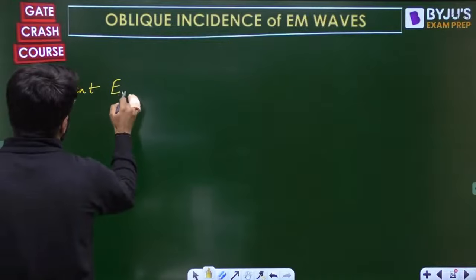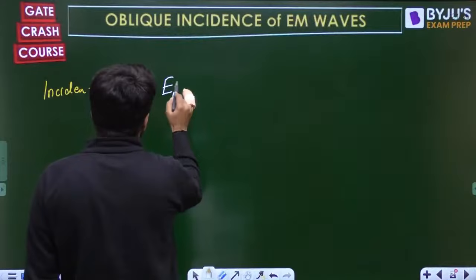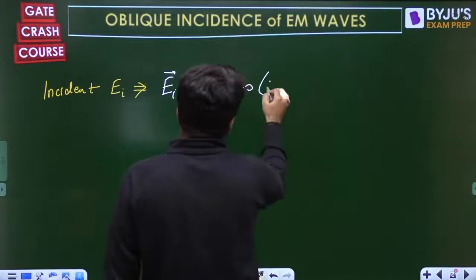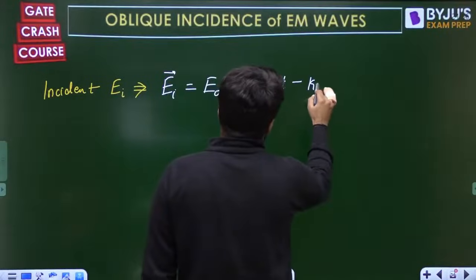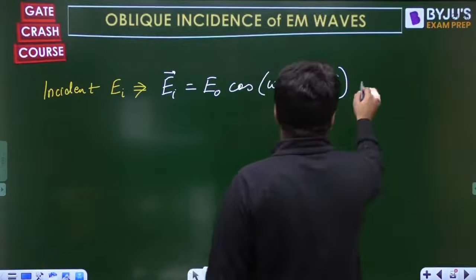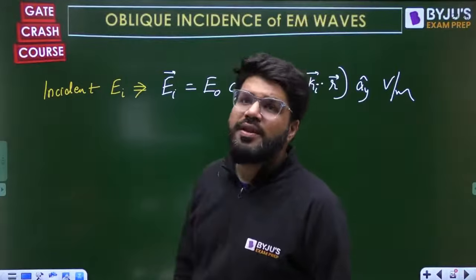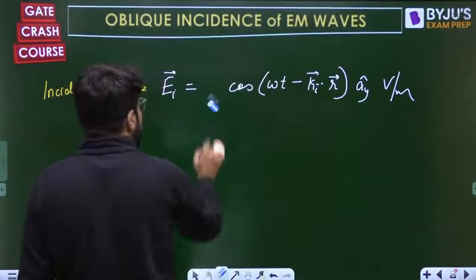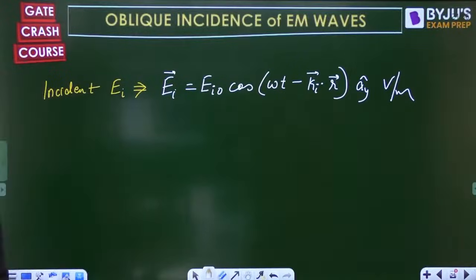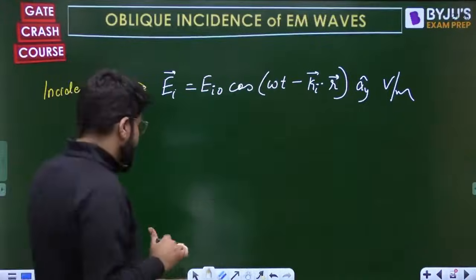What is the incident electric field? The incident electric field is given in general by the formula E naught cos of omega t minus ki dot r, in ay volts per meter. Let me write this E naught as EI naught, the amplitude of the incident wave, which is given here as 8 cos omega t minus something. That is given to us, but generally we write it down.